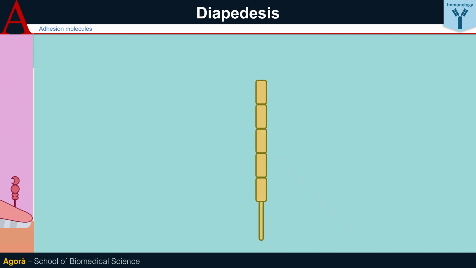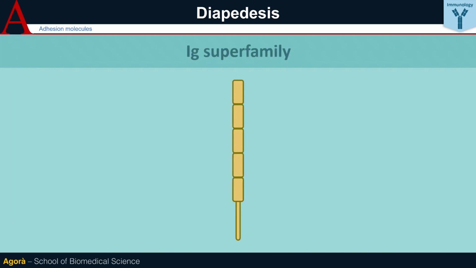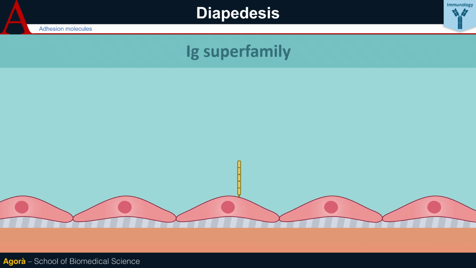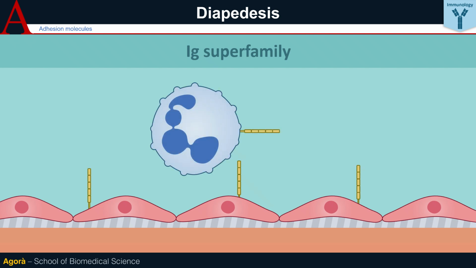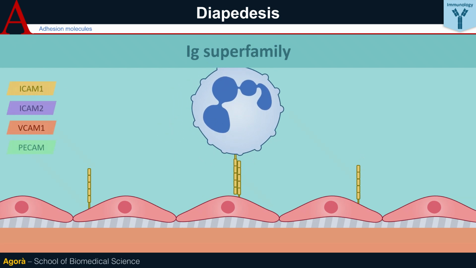Proteins of the immunoglobulin superfamily can contribute to adhesion, known as intercellular adhesion molecules, ICAMs. These are expressed by endothelial cells as well as by activated leukocytes and impose a stronger adhesion. The main ICAMs are ICAM1, ICAM2, VCAM1, vascular cell adhesion protein 1, and PECAM, platelet endothelial cell adhesion molecule.